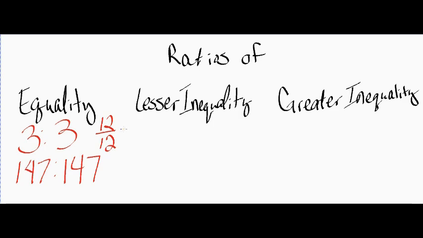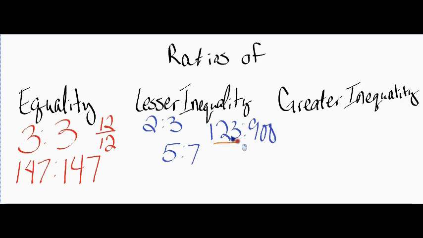denominator. Now, in a ratio of lesser inequality, the antecedent is going to be smaller. So we would have things such as 2 to 3, 5 to 7, 123 to 900. And again, it doesn't really matter what the numbers are, it's just important that that first number is going to be smaller, it's going to be lesser.